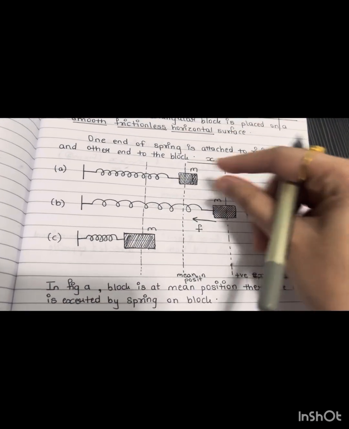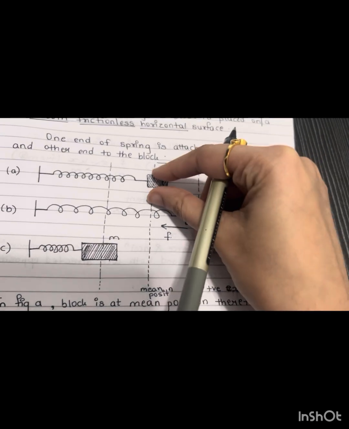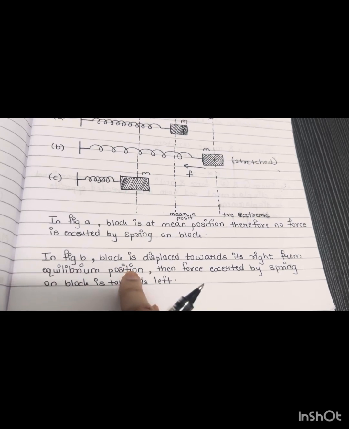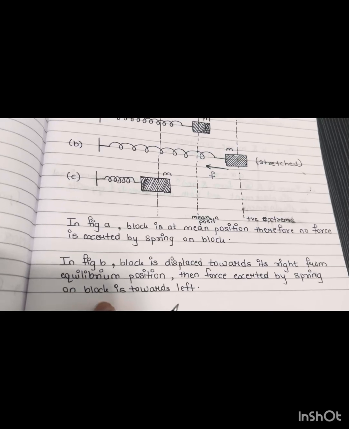समझा? तो फिगर बी में क्या हो रहा है, ब्लॉक इज डिस्प्लेस टूवर्ड्स इट्स राइट, मतलब ब्लॉक के राइट साइड पे ब्लॉक को हमने डिस्प्लेस किया, मतलब वहाँ से उसको उठा के हमने उसके राइट की तरफ ला के रखा from equilibrium position या from mean position. Then what is going to happen? Then force is exerted by the spring on the block and that force is towards the left.